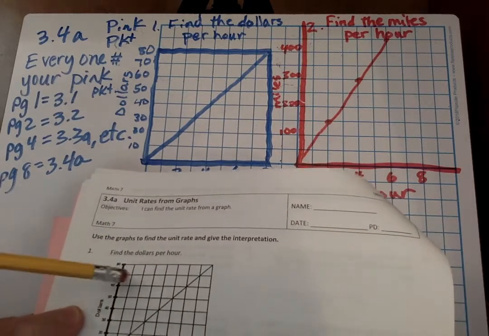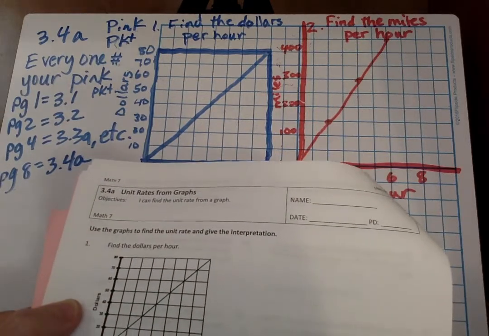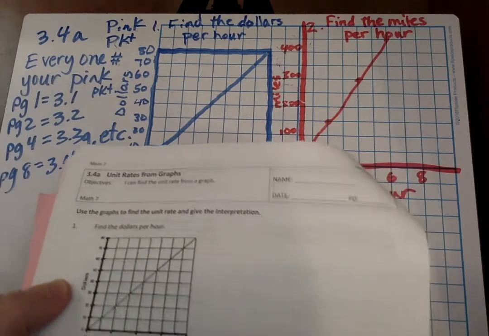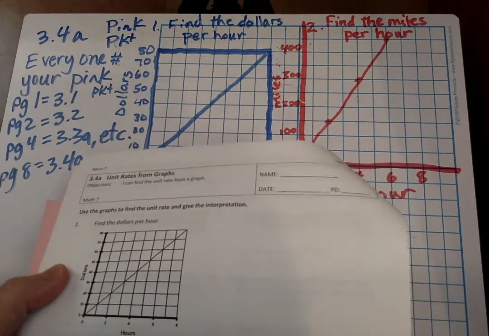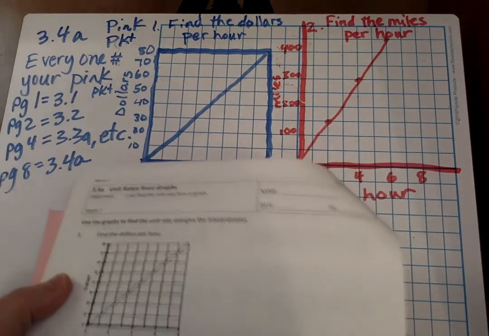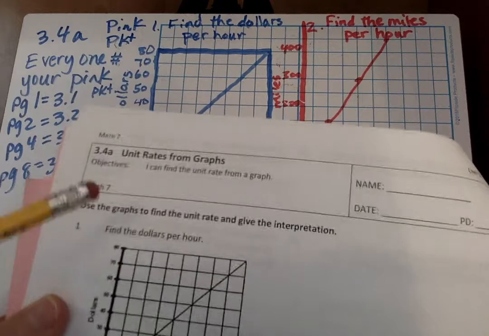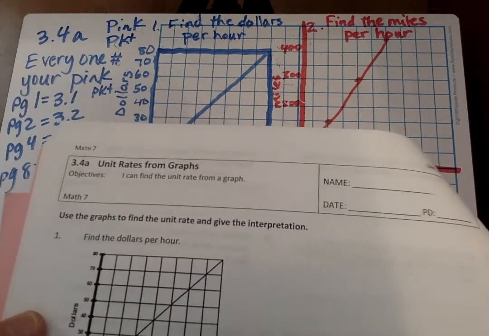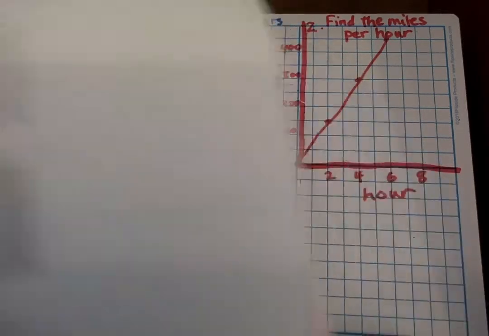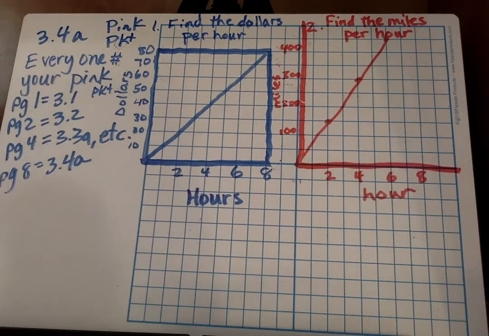Okay. So we went over a little bit already in the green packet. I'm just going to do a few examples in this pink packet to get you started because you've done some in the green packet is what I meant. Okay. So it says I can find the unit rate from a graph. Use the graphs to find the unit rate and give the interpretation. So remember back in our green packet where it tells us how to find the unit rate from a graph. Okay. All we have to do is take the y divided by the x.